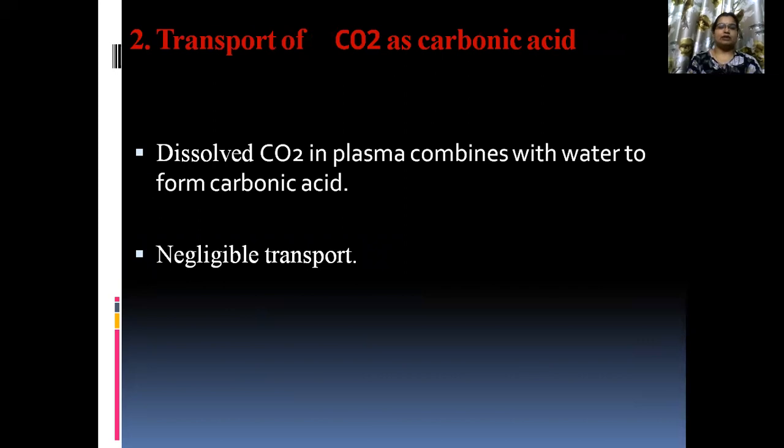Transport of CO2 as carbonic acid. Dissolved CO2 in plasma combines with water to form carbonic acid. This type of transport is in negligible amount because carbonic acid is a very unstable compound and it divides into water and CO2.